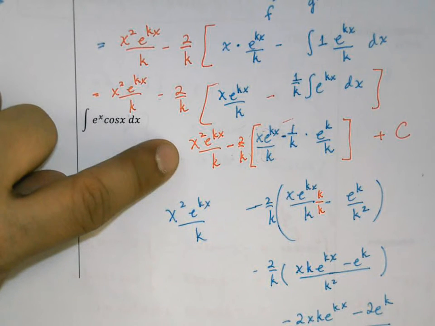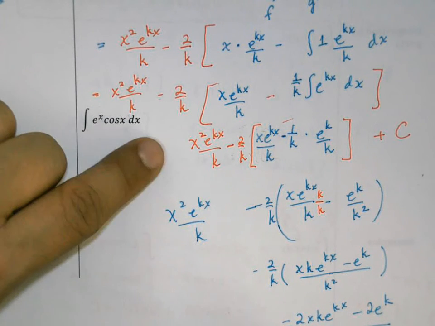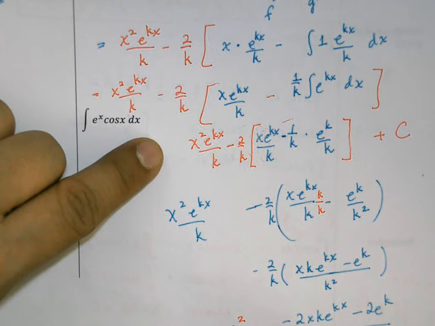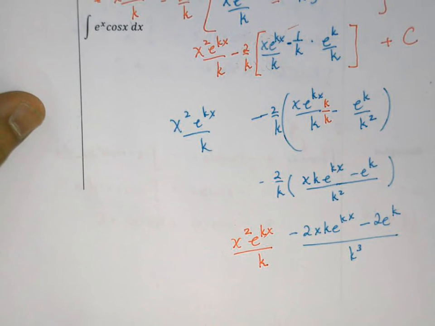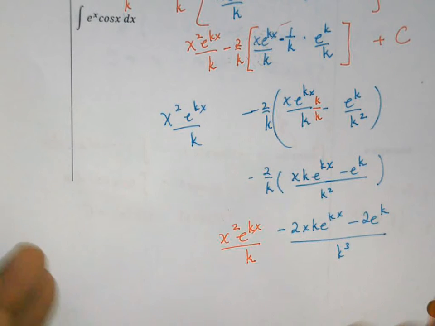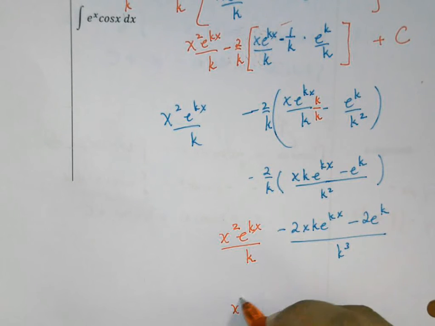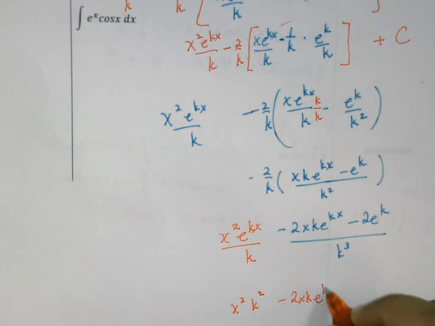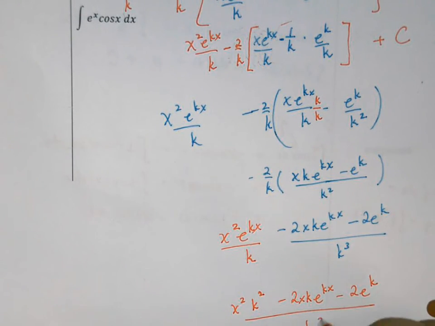And don't forget this term right here that we need to bring along to the very end, x squared e to the kx over k. And this is, I think, good enough for us right here. You could probably continue on and get it down simpler, but at least you get the idea that you're going to have to somehow merge these two things together. Actually, I'm just going to go one more step. x squared k squared minus 2xk e to the kx minus 2e to the kx, all over k cubed.